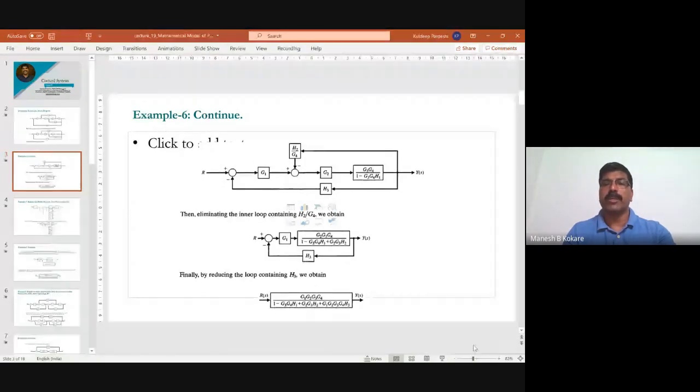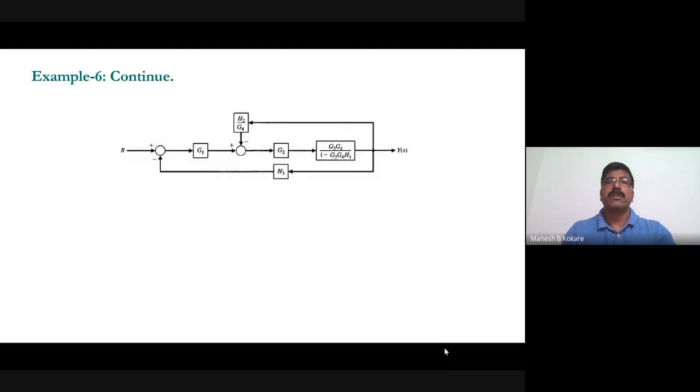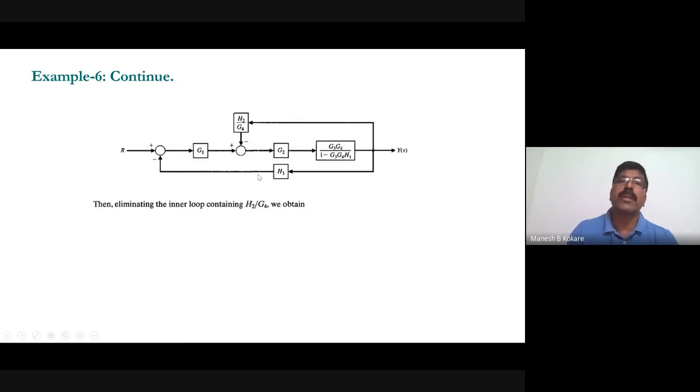See how it will be like this after elimination. So after eliminating the loop, this one, h2, g4. Before that, you have to multiply this, and then after that you have to eliminate this loop. So you get g2 into this g3, g4 divided by 1 minus g3, g4, h1, and this will be the forward path transfer function, and this will be the feedback path transfer function. Here the feedback is negative feedback, so you can reduce this entire block and this block into a single block, and after reducing this one, you'll get g1 in cascade with that block.